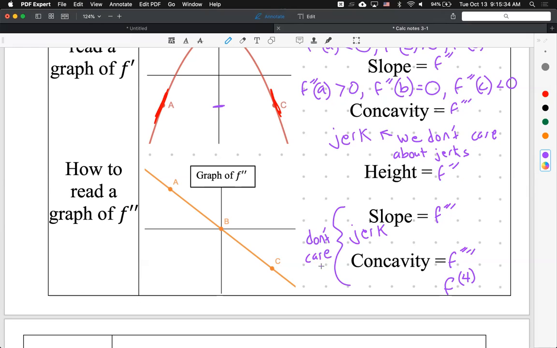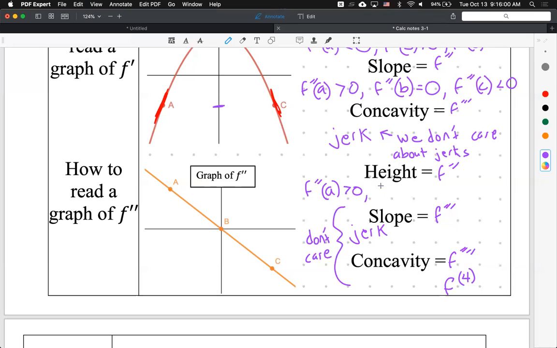I only care about F double prime. That's the last thing I care about. So I'm going to ask you questions about F double prime of A, B, and C. What's F double prime of A? And that's going to be height. So we'll start with Fiona. It's greater than 0, because if I'm thinking of F double prime, that's really height, and height on this graph is on the y axis, right? The y coordinate is, again, greater than 0.